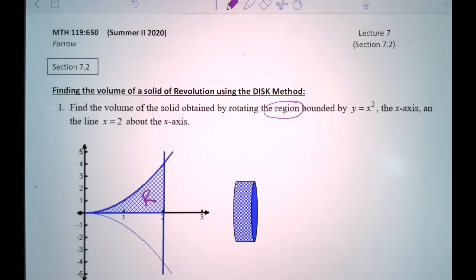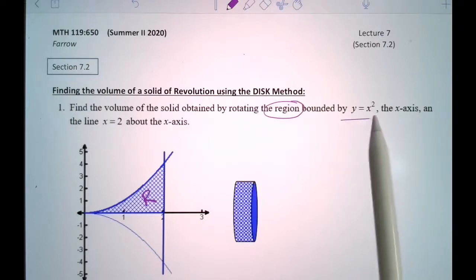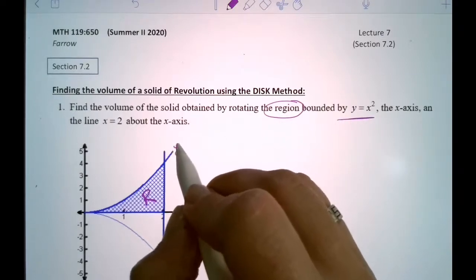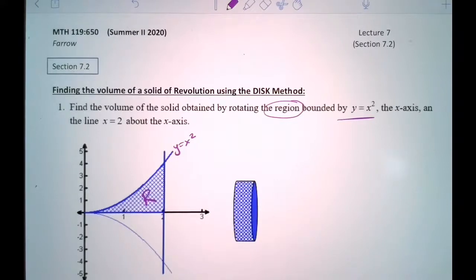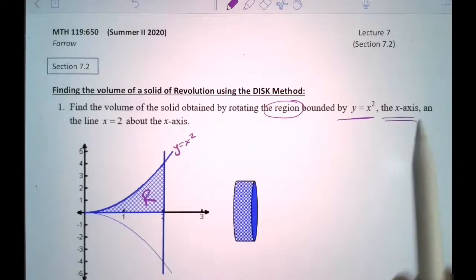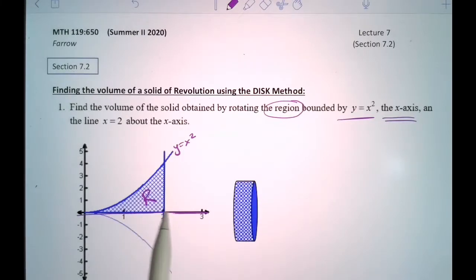So the region R, as you can see in this picture, is already defined for you, but I want to talk it out. It's the region bounded by y equals x squared, which you see here. That's our parabola. The x-axis, which is right here. Okay, that's one of your boundaries. And the line x equals 2.